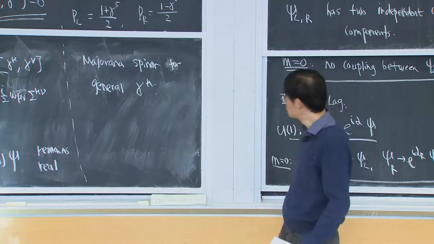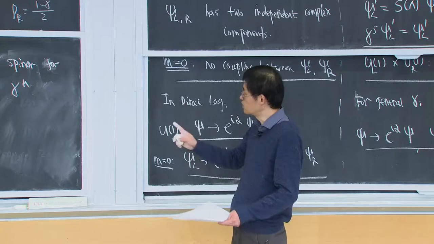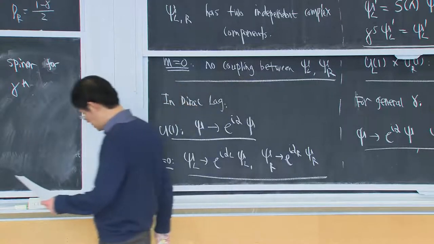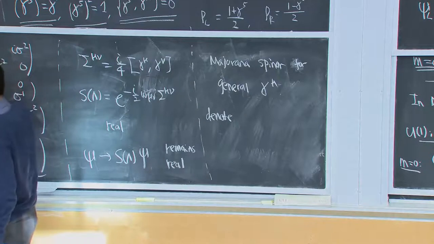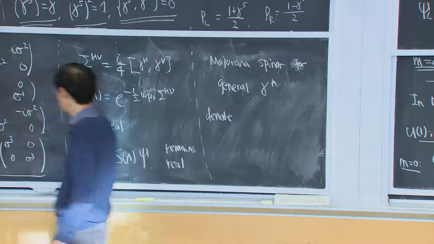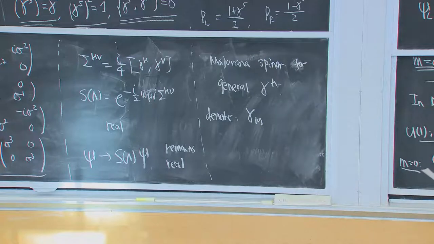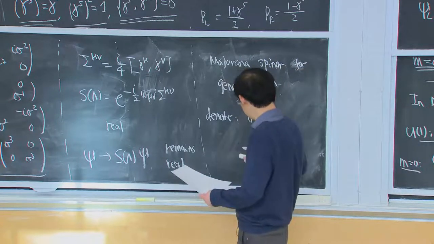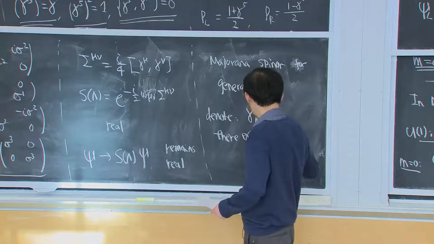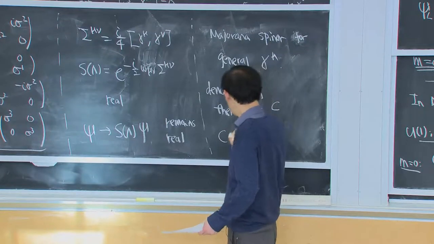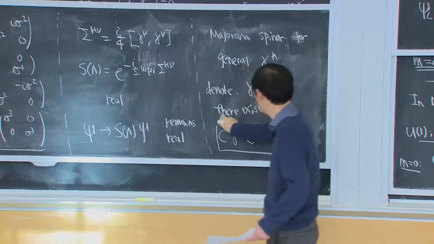Okay, so for this purpose, we use that any gamma matrices are equivalent to each other up to a similarity transformation, okay? So let's denote this basis by gamma m, which is called the Majorana basis. And then any choice of gamma mu is related to gamma m by a similarity transformation, that means there exists some matrix C that can take any gamma mu into gamma m. Okay, so there must exist C such that this equation is satisfied.